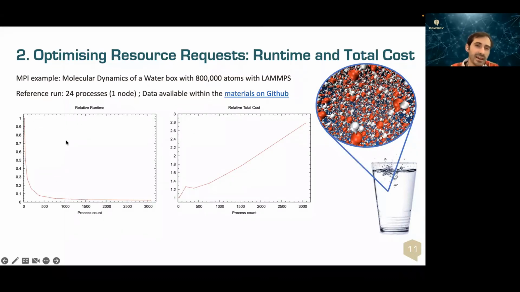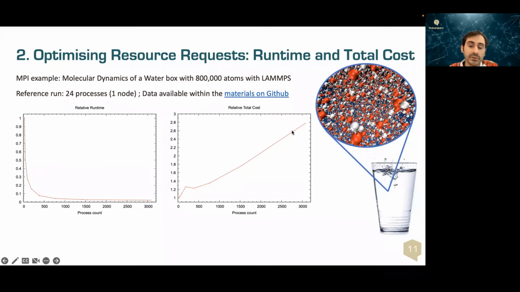Here we go. So I was mentioning to record the runtime and the total cost of your trial runs. The runtime is just how long it takes to run, and the total cost is the runtime times the requested cores. On the x-axis here, we have the process count, so the number of MPI tasks, which also maps to the number of requested cores in the case of pure MPI applications. And as you can expect, the runtime goes down as you use more resources. This is an MPI application, so it's able to exploit parallelism of multiple processes.